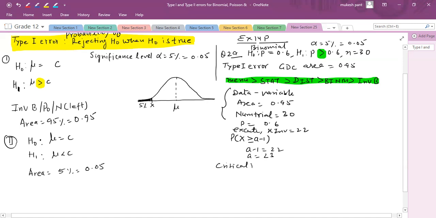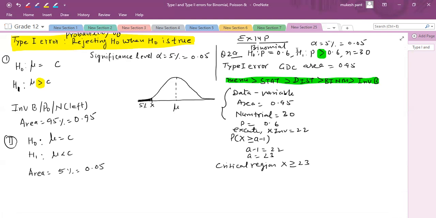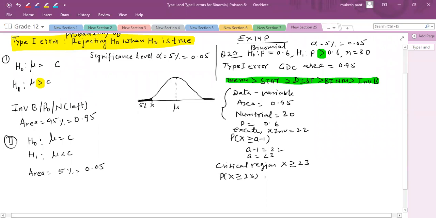So the critical region will be X greater than or equal to 23. Now we have to find the probability for this critical region, when X is greater than or equal to 23. So the probability of X greater than or equal to 23, you will write as 1 minus the probability of X less than or equal to 22, because 23 is included.